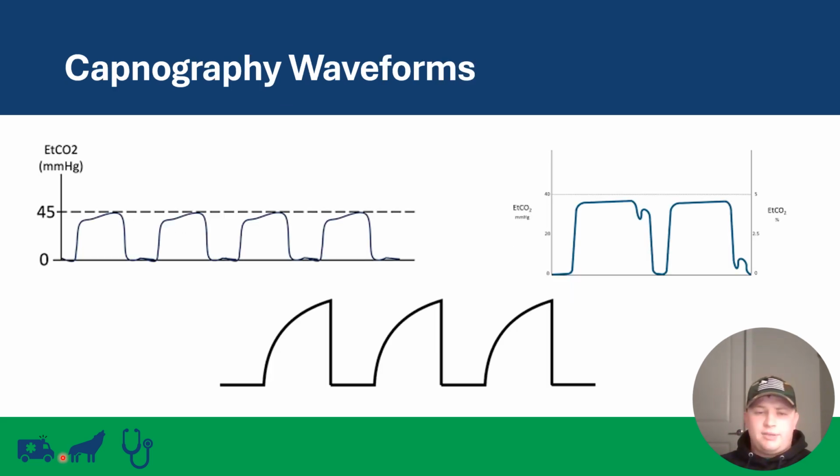So here's some examples of some waveforms. I'll start over here on the top left. So see, this is a good waveform. It's generally a square shape. So it's not going to be an exact square, but it's square shaped or rectangular shape rather. So this is ideally what you want your capnography to look like.